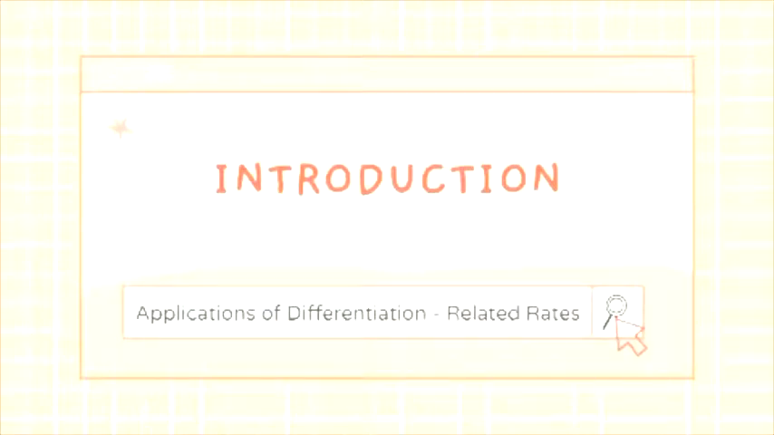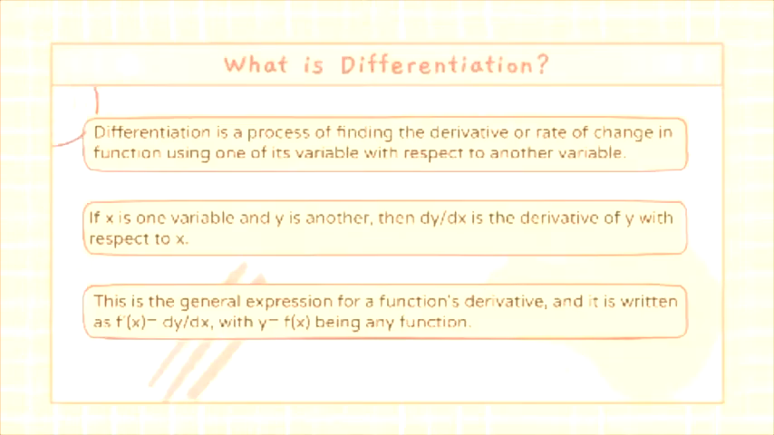Introduction. Application of differentiation: related rates. What is differentiation? Differentiation is a process of finding the derivative, or rate of change, of a function using one of its variables with respect to another variable. If x is one variable and y is another, then dy/dx is the derivative of y with respect to x. This is the general expression for a function's derivative, and it is written as f'(x) = dy/dx, with y = f(x) being any function.